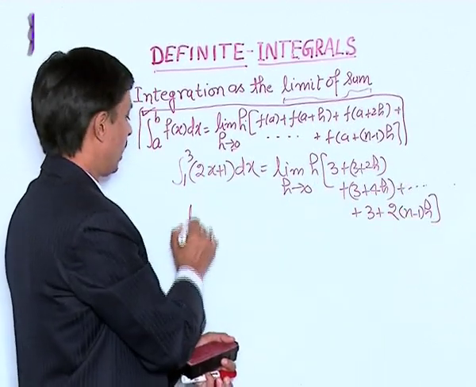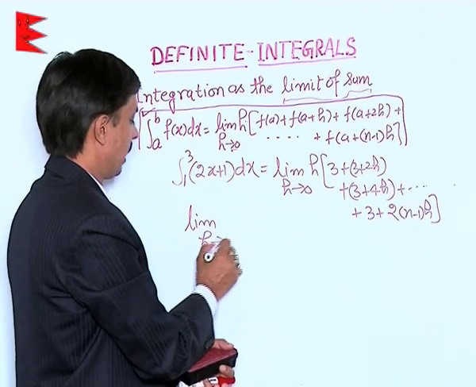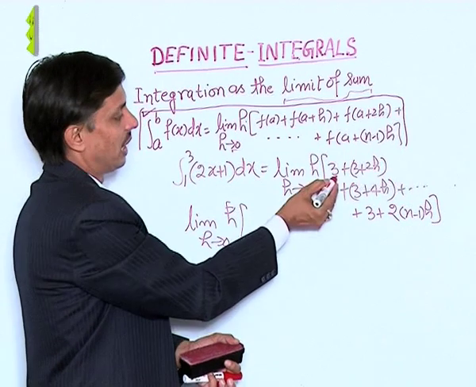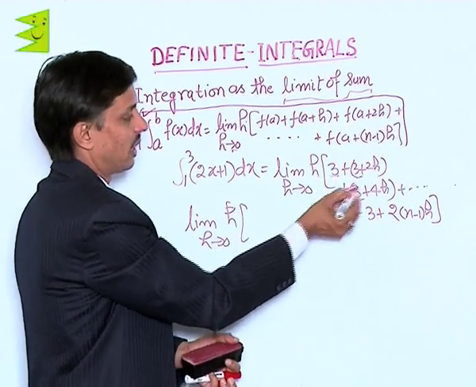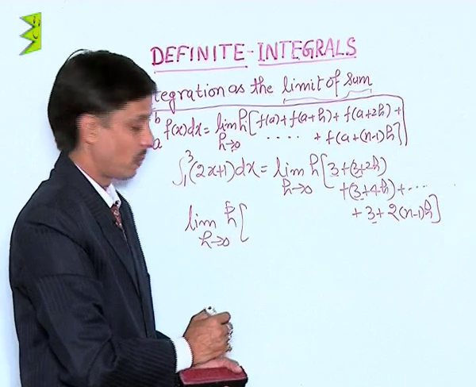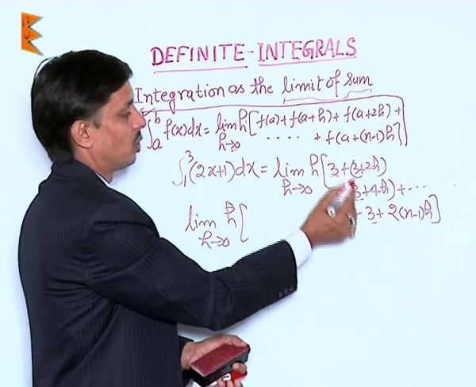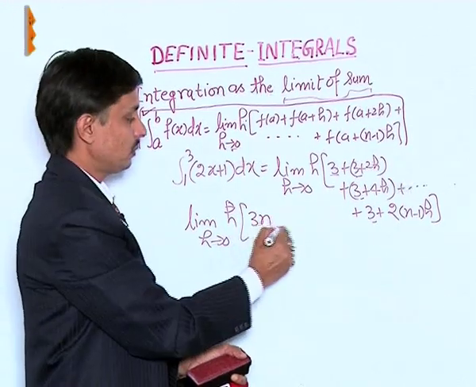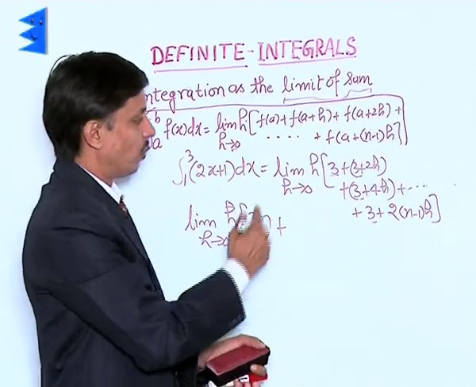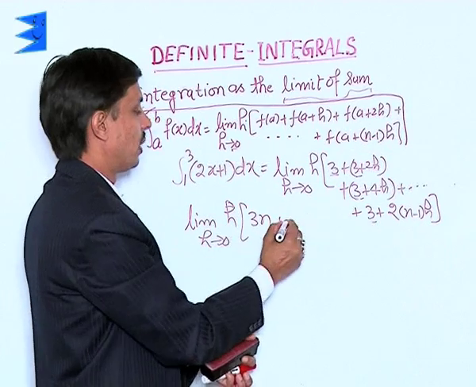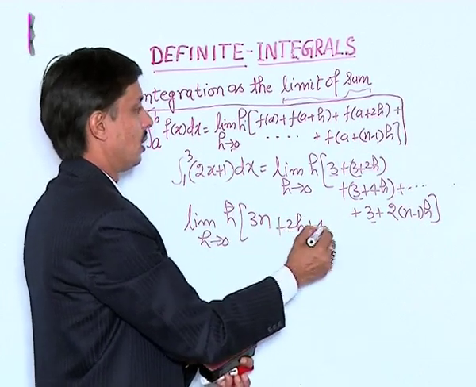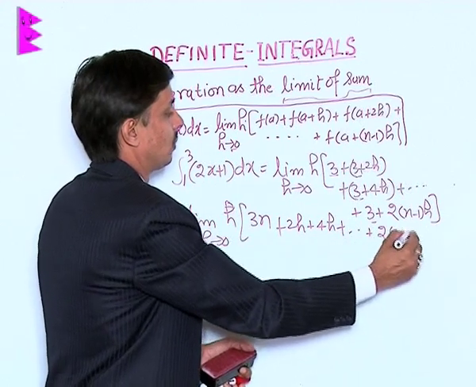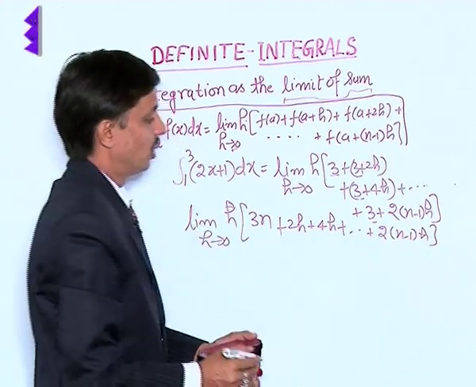Now we can write it as limit h tending to 0, h times of. 3 is how many times? Once, twice, thrice, and n times. So we can write 3 plus 3 plus 3 plus 3, that is 3n. Plus we can take first value as 2h, then next is 4h, then plus dot dot dot plus 2 times of n minus 1 into h.